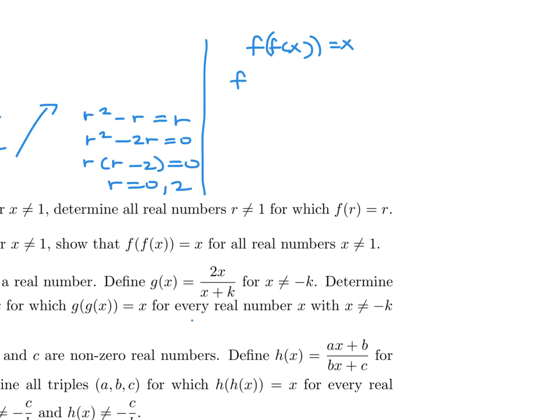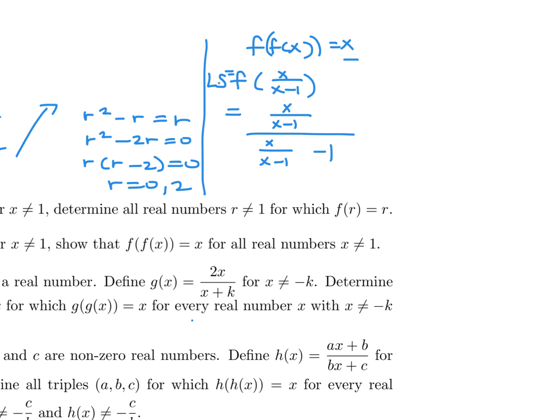So this is going to be f of x over x minus 1. Actually, let me start off with the left side. So left side equals, and then eventually, hopefully, the answer will be x, which is the right side. So I've got to sub it in again. So x over x minus 1, all over x over x minus 1 minus 1.